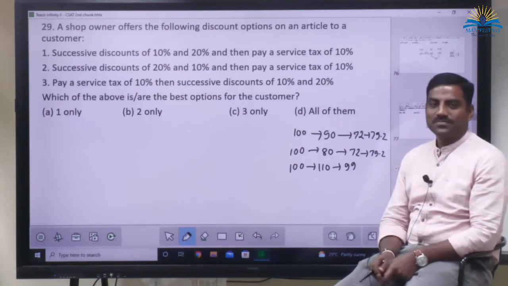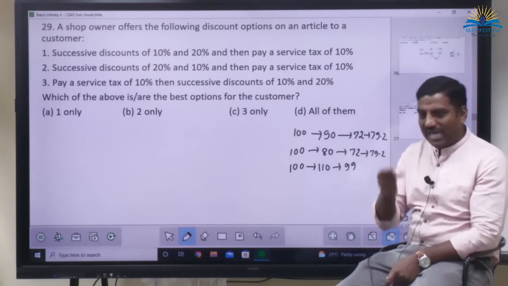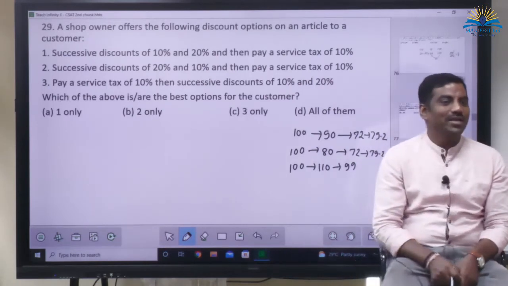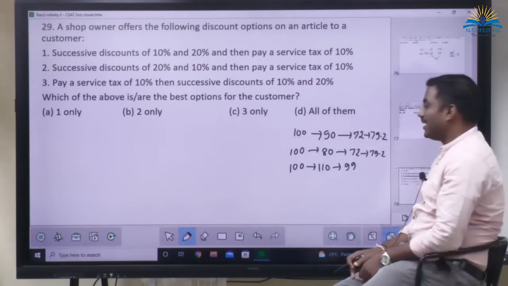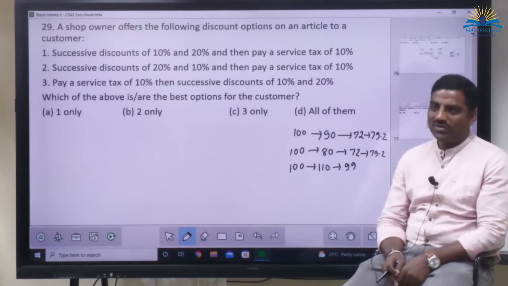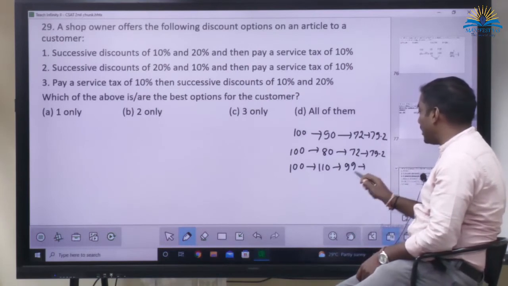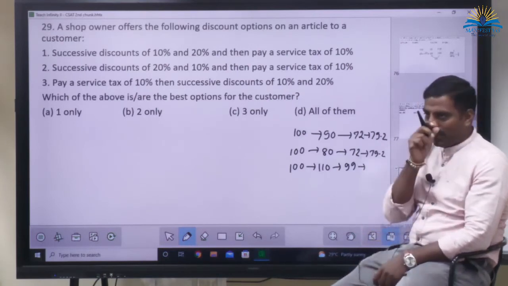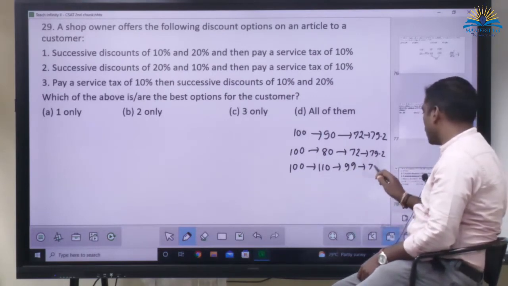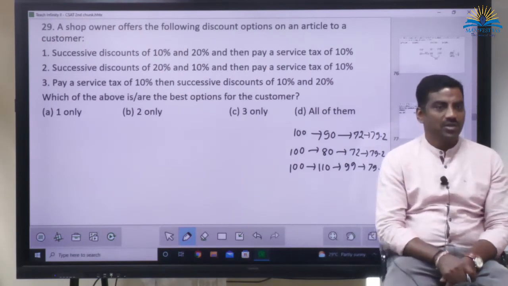20% on this. 20% on 99. You will not get it orally. Calculate. 19.8. 99 into 20%, 20 by 100, so 99 by 5. Yes. 19.8. Subtract 19.8 from 99. So it is always close to 20. So 79.2. So what are we getting here? All are the same? All are the same?